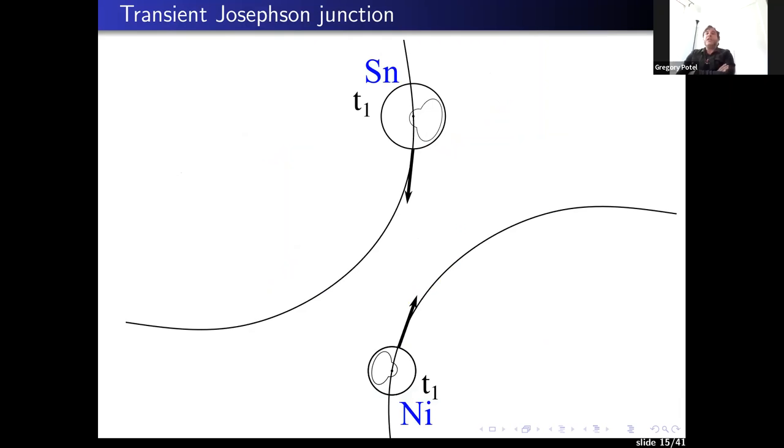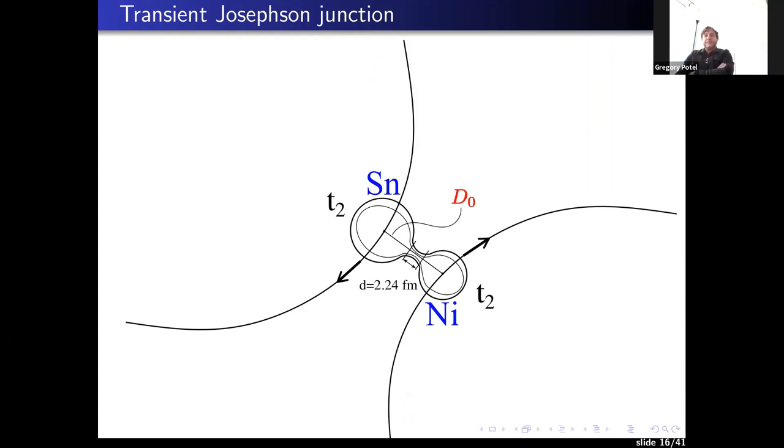Okay, so now I'm going to argue that what we are in the presence of here is a transient Josephson junction. So let's start with a little cartoon in which the nickel and the tin are approaching each other at some time T1. Next slide. Then at some point they get together for a short period of time and establish what we could call a very short-lived Josephson junction.